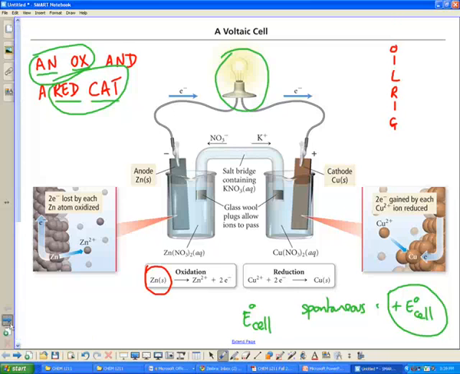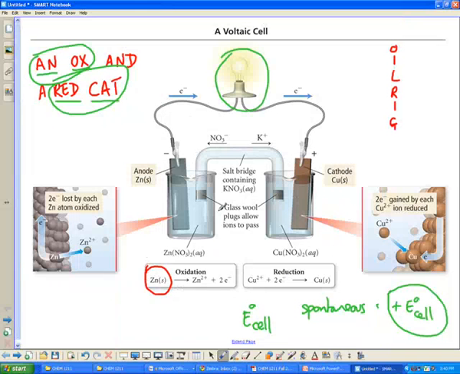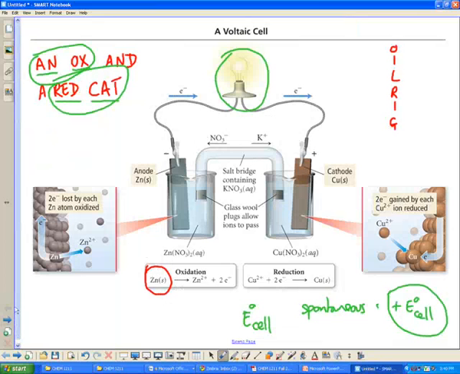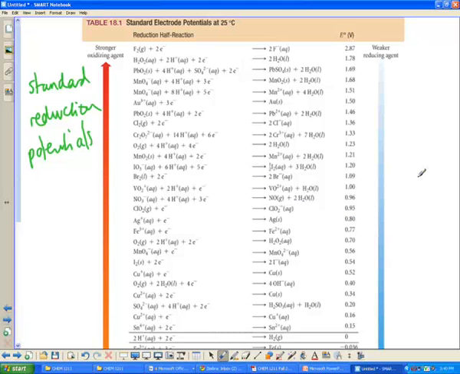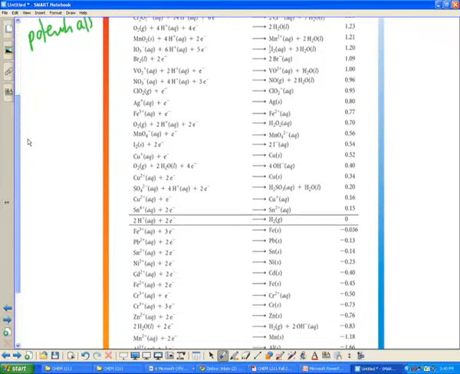This is what's going to make use of this table a lot easier, because we know the two half reactions that are happening here. One's oxidation and one's reduction. However, this table has everything written as reductions. So what we need to find is zinc and zinc 2+. I have to find the reduction potential for this, and then the reduction potential for copper and copper 2+ as well. This is where we have to be a little bit careful.